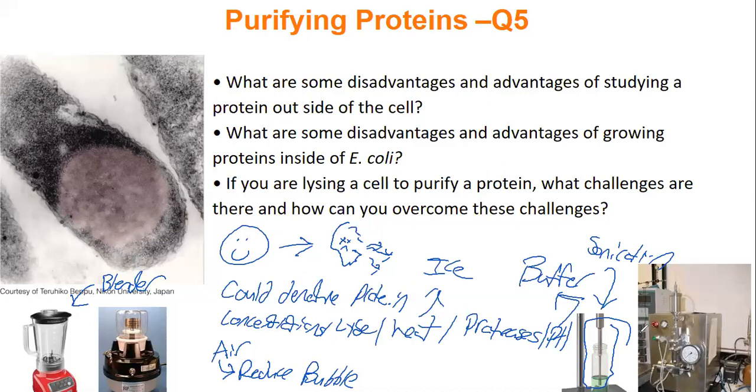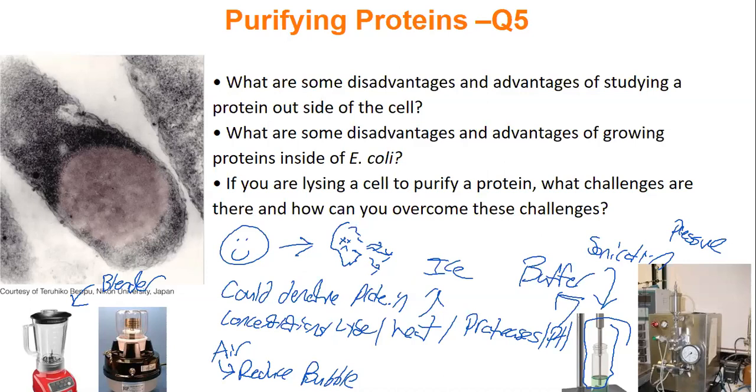You can also do pressure, where you just burst the cells open with pressure. You can also use chemicals to do that as well, like detergents. But again, depending on what protein, that might ruin your protein. Some proteins, you only have to do it with detergents. Like if your protein's found in the cell membrane, you have to use a detergent. If you don't, your protein will denature when you bust open the cell membrane.